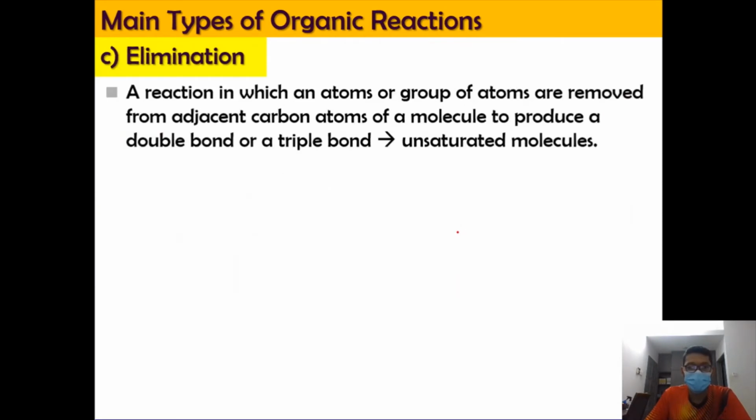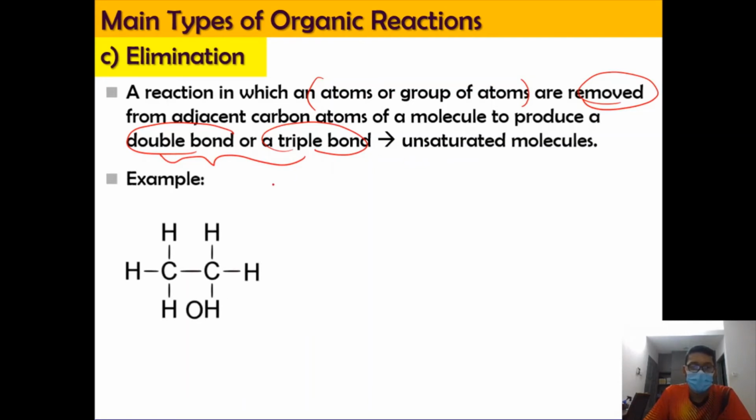Alright. Now we go into the third type of the organic reaction, which is the elimination. So elimination is disingkirkan, or it means that atom or a group of atom are removed, dibuang from the adjacent carbon atom to produce a double bond or a triple bond, which also known as the unsaturated molecule.